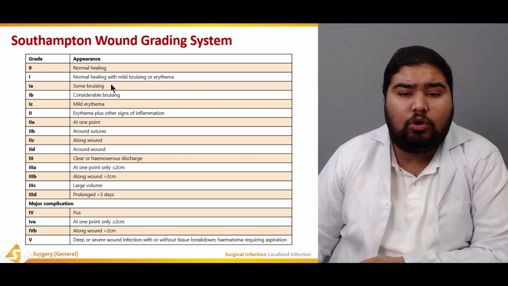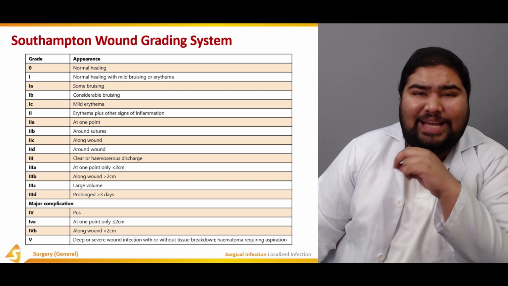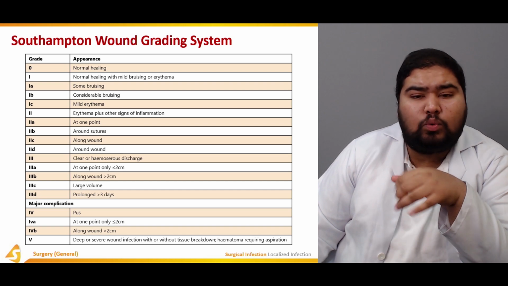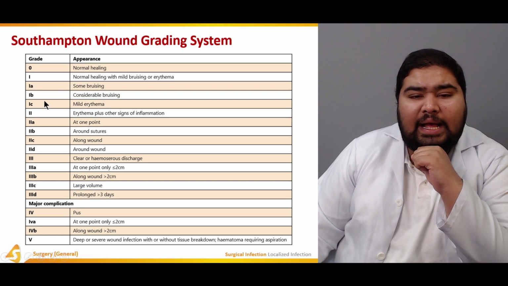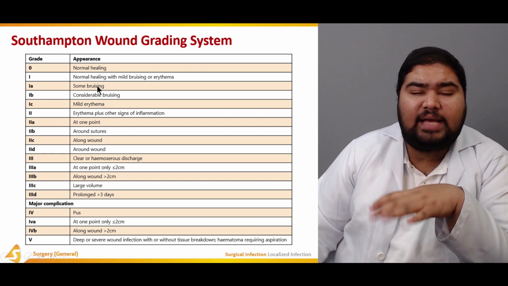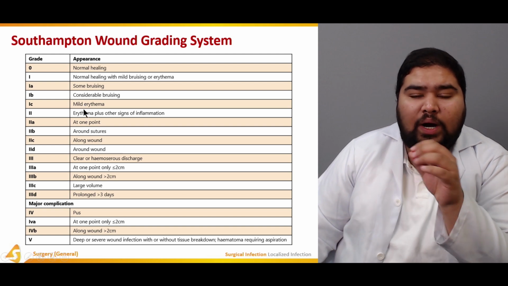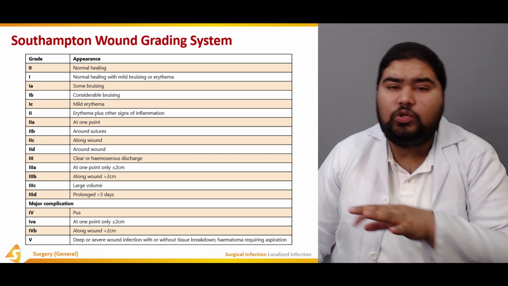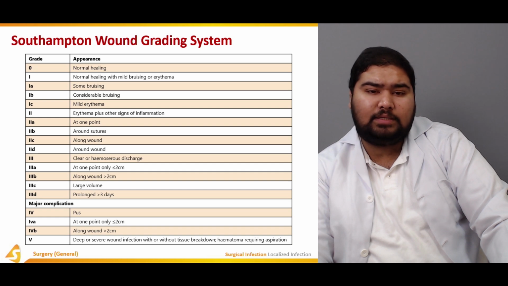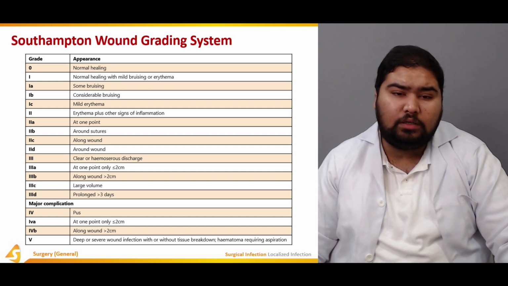A grade 1 wound is a normal healing wound with mild bruising or erythema. So you might see slight bruising or erythema, and you will assign grade 1 to the wound. Now grade 1 has been further divided into 1A, 1B and 1C. 1A has some bruising. 1B has considerable bruising. And 1C has erythema. So 1A and 1B are divided on the basis of the presence of bruising, mild and severe, and then 1C has erythema all over the wound.